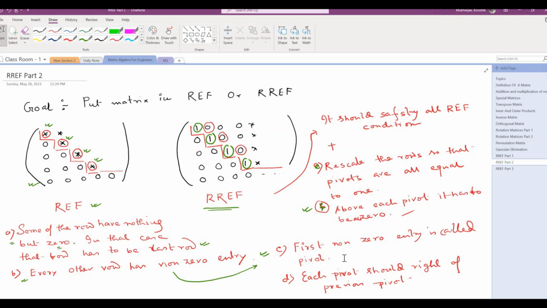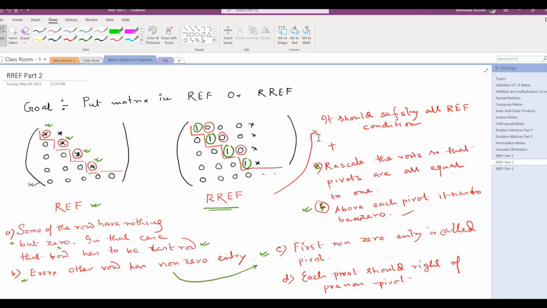First non-zero entry is called the pivot. This is not a property, but just for your understanding that the first non-zero entry of a row is called the pivot, and that can be any value for row echelon form. And each pivot should be to the right of the previous pivot. What does it mean? If you check, my second pivot is on the right, the third pivot is to the right of this one, the fourth pivot is to the right of this one, and so on.